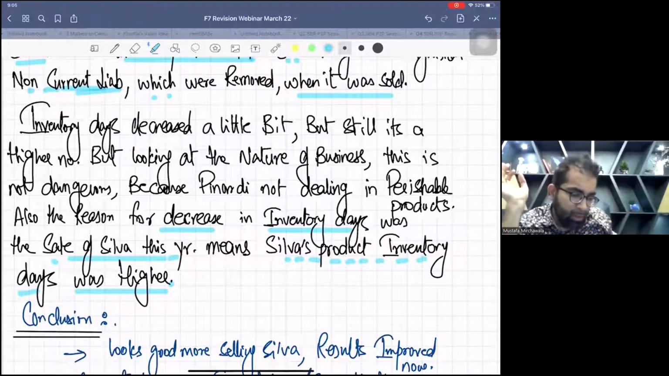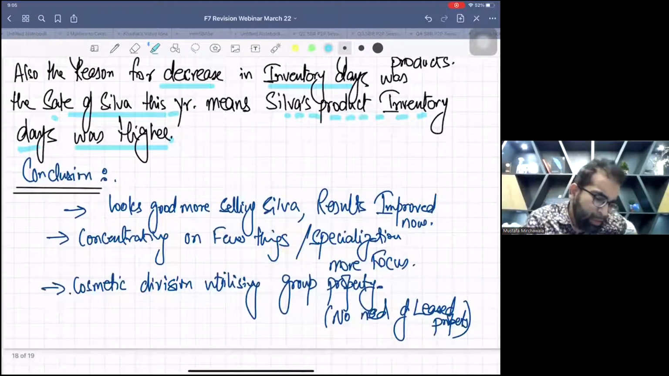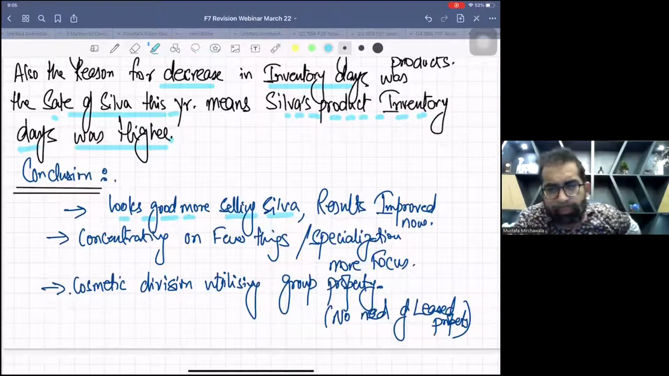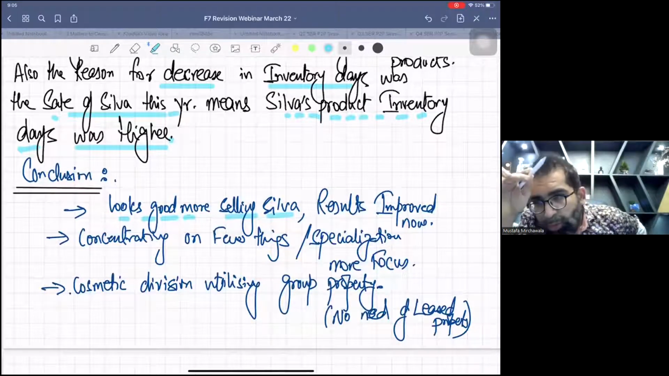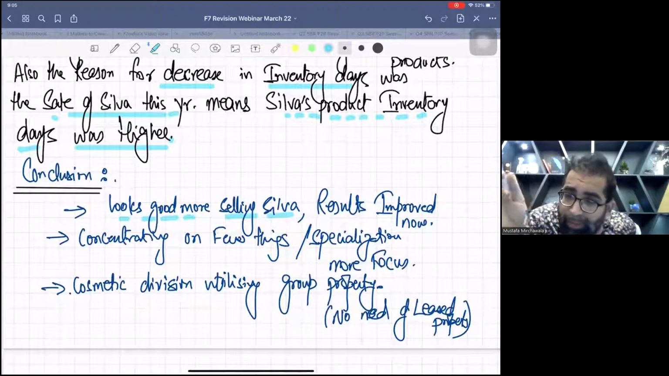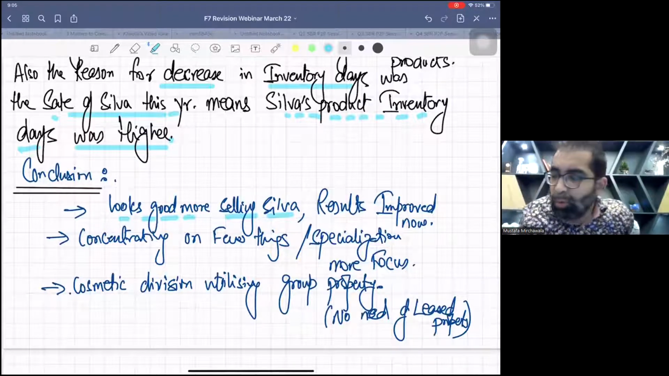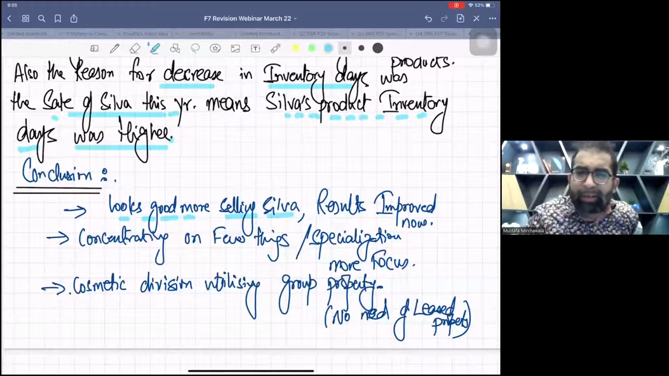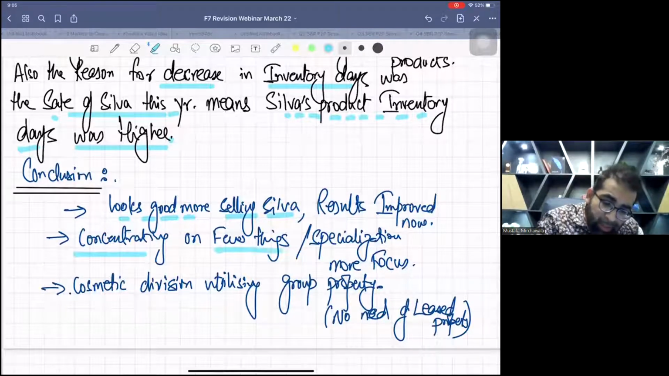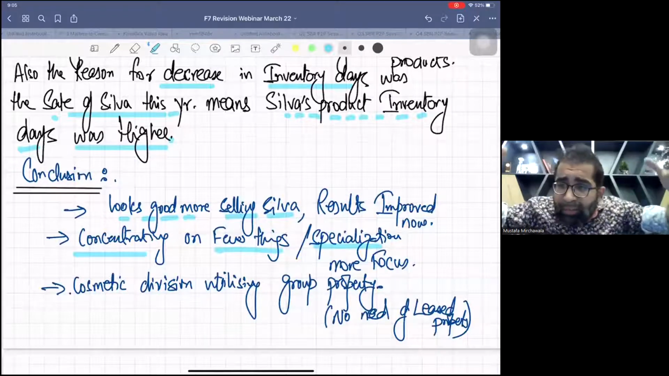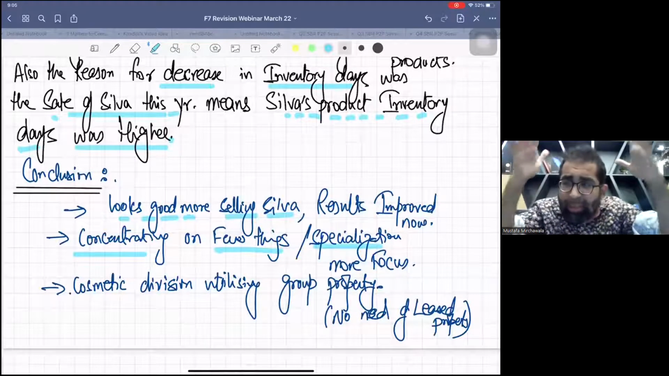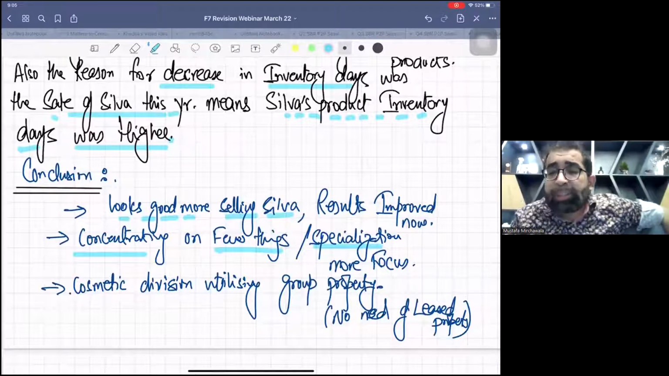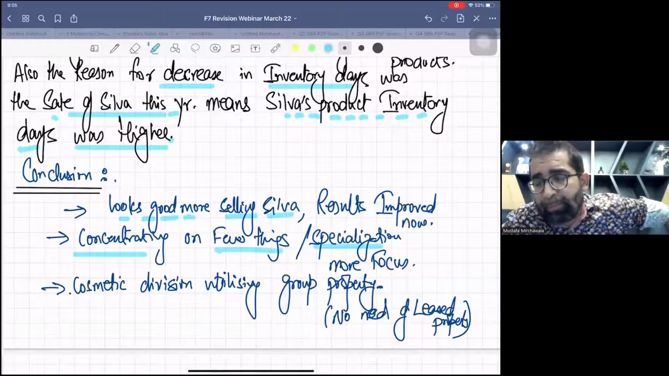Now, in the end, what conclusion? Some points I have written. It looks better selling Silva; results improved. Without Silva, our revenue is also improving. You remember the comparison when we did the like-with-like comparison of revenue, our results improved, right? So without Silva, we are better. Concentrating on few things, specialization, that's very, very good. Previously, we had 3-4 businesses, but now we sold one business and we are concentrating on few things. Specialization is a very good thing. I'm sure you know about it.